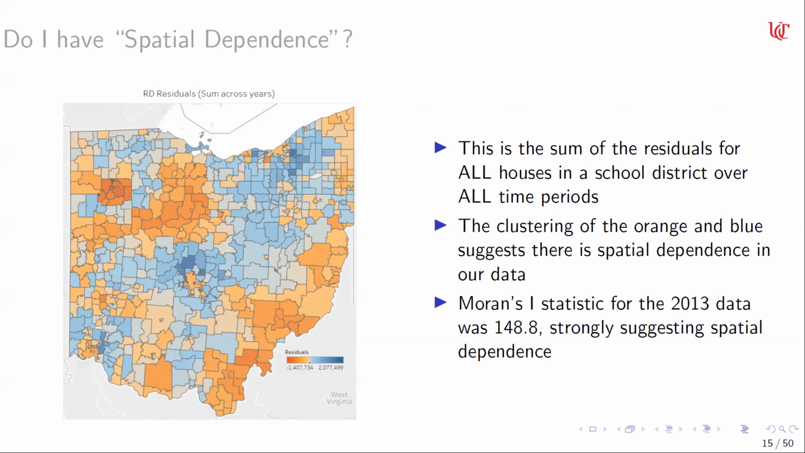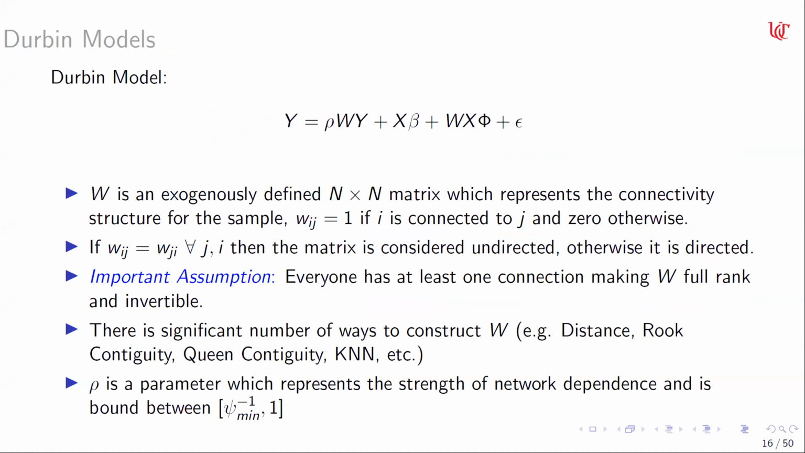That kind of leads to the idea that we probably have this spatial dependence. I ran a Moran's I test statistic on the 2013 housing data, and it came back at 148.8 with a critical value of 2. We're pretty much guaranteeing that we have spatial dependence here in this data. So to control for spatial dependence, we're going to run a Durbin model.